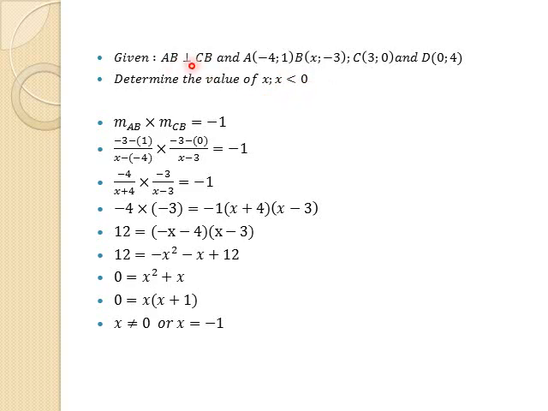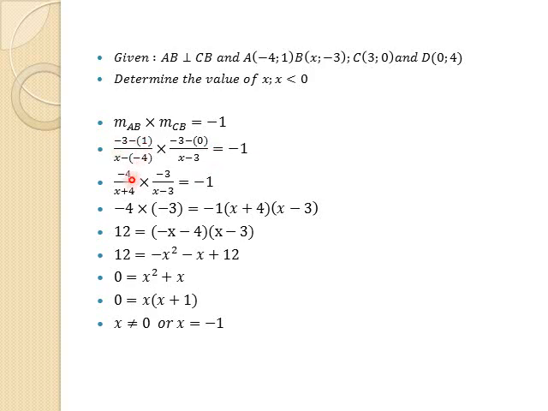So for two lines to be perpendicular, if we multiply their gradients, it must be equal to minus 1. So say gradient AB times gradient CB must equal minus 1. Right, so for AB, it's going to read minus 3 minus 1 on the top, x minus minus 4. And then for CB will be, start again, minus 3 minus 0, x minus 3, that equal minus 1.